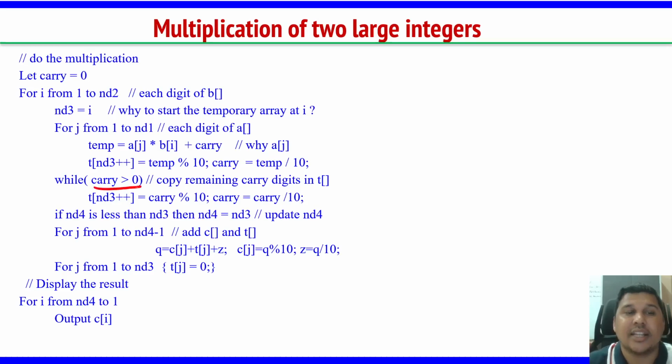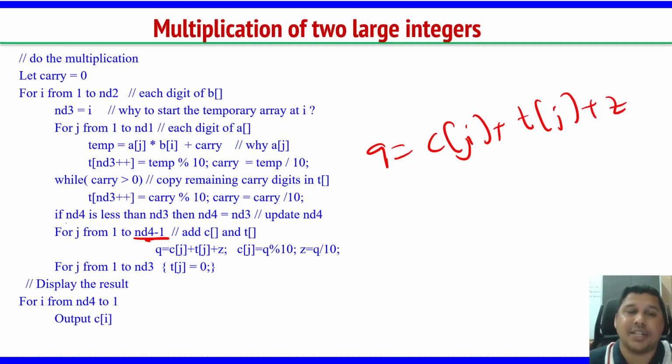If carry is greater than 0, again you have to extend it, same as we have done in addition. Then we have to find out which one is less, ND4 or ND3. Two counters we are maintaining. Why those counters? To keep track of how long you have inserted elements into the C array. Then finally you have to add those two. See, Q equal to C of j plus T of j plus some carry Z.